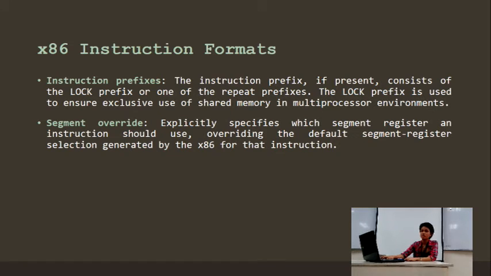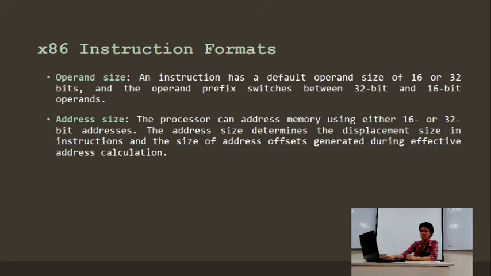The second one is the segment override. It explicitly specifies which segment register an instruction should use, overriding the default segment register selection generated by the x86 for that instruction. The third one is the operand size. An instruction has a default operand size, which can be 16 or 32 bits. And the operand prefix switches between 32-bit and 16-bit operands.